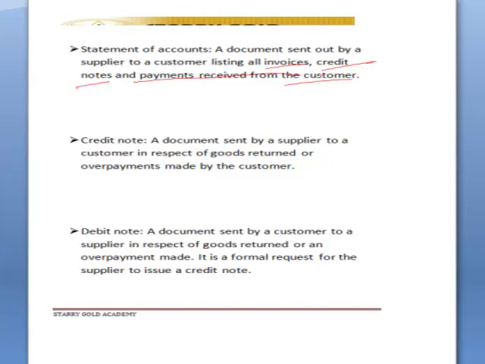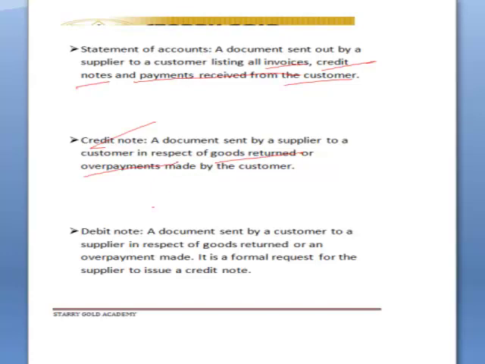We also have what we call the credit note as a source document. A credit note is a document sent by a supplier to a customer in respect of goods returned or overpayment made by the customer. You must know the basis of sending a credit note is goods returned, because money will not be refunded or there is an overpayment.